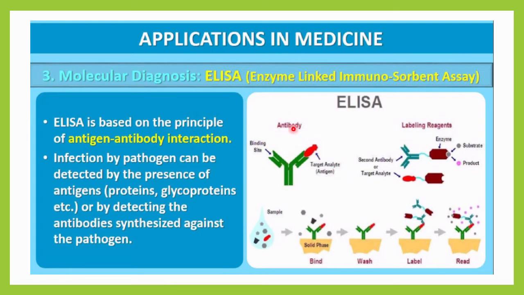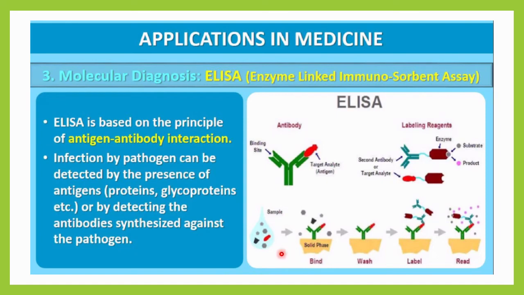You can see here, this is the antigen binding site on which the antigen will bind. Based on that, the second antibody, or a target analyte, will bind to the enzyme. That site is called enzyme linked. You can see the complex of antigen and antibody bound with the enzyme. Finally, this enzyme will convert the substrate into a product, and as a result some color change will occur, and through that you can diagnose the antigen or antibody.